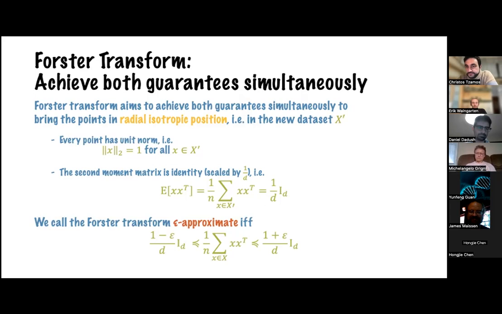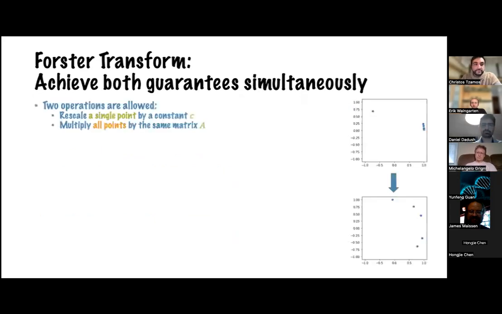Yes, I have a question. What is the constraint of how the new points relate to the old points? Awesome, yeah, that's what I'm going to get to now. So what am I allowed to do to transform them?